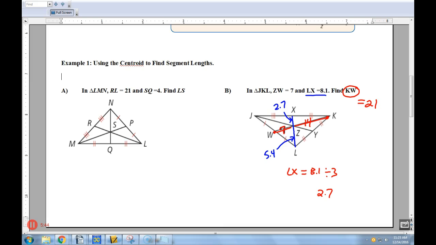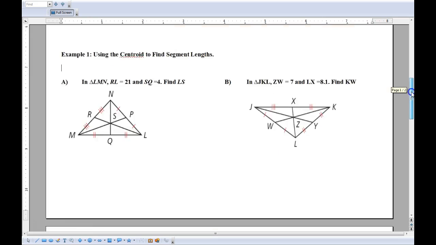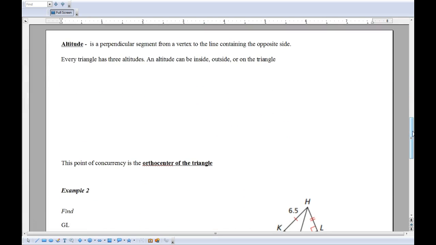So basically, if you give me the small piece, I can double it and get the large one. If you give me the large piece, I can cut it in half and get the small one. The hardest one is when you give me the whole thing, I have to divide it into 3 equal pieces. So that's what you need to know about the centroid. Center of gravity, 2-to-1 ratio.